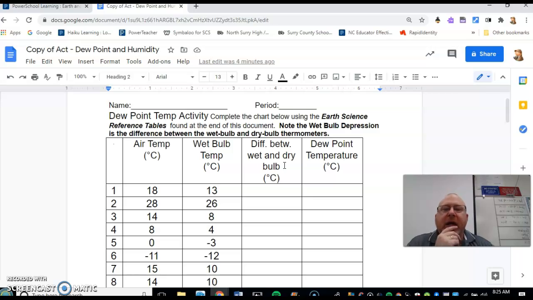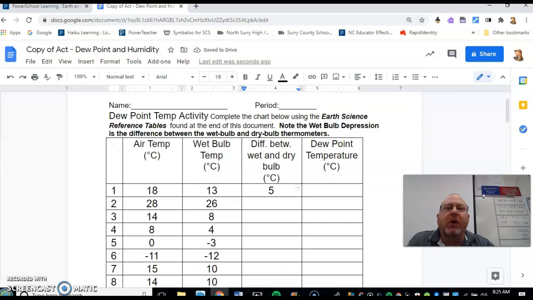But anyway, you're given the air temperature, which is going to be your dry bulb temperature. And then you're given the wet bulb temperature. You can see that the wet bulb temperature is going to be slightly depressed from the dry bulb, which means that there's a humidity difference. All right, so all you've got to do is subtract these two temperatures. And so if I subtract 13 from 18, I'm going to get 5. So I type 5 in there.